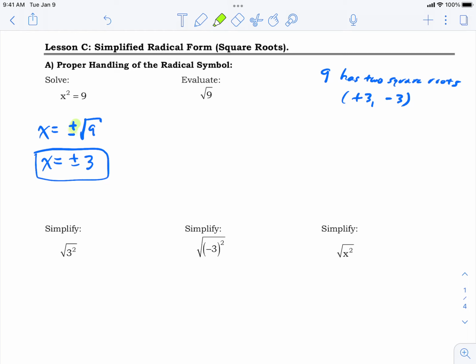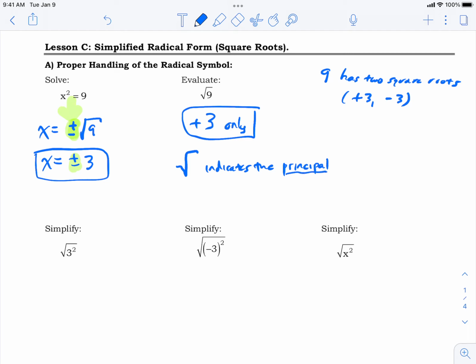Now that may have kind of snuck by you there, but putting the plus or minus there is actually very important. And why? Well, if you look at this expression, radical 9, this is positive 3 only. This is not a plus or minus 3. It's just the positive 3. So that's the first thing I want to get across, is that the radical symbol by itself indicates the principal square root. And principal square root means the positive square root.